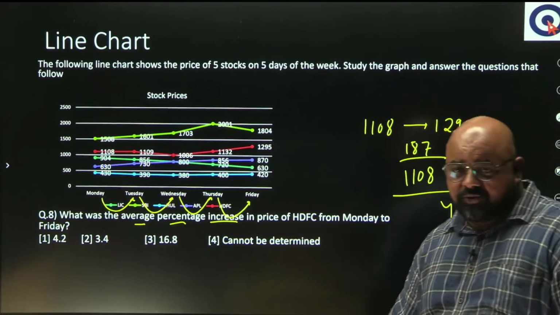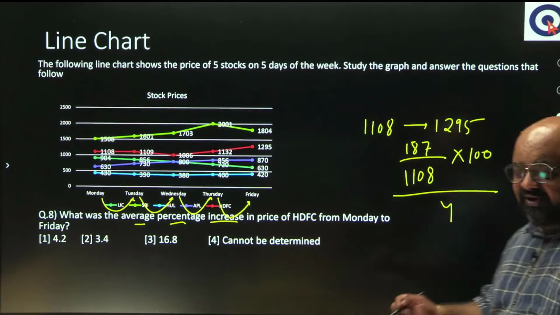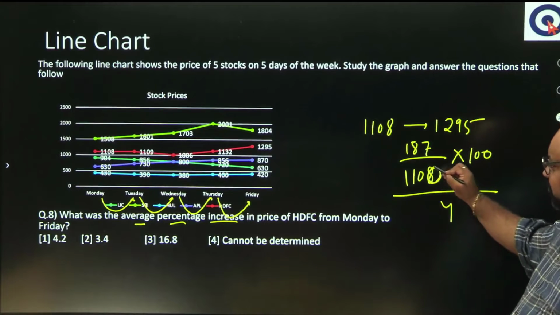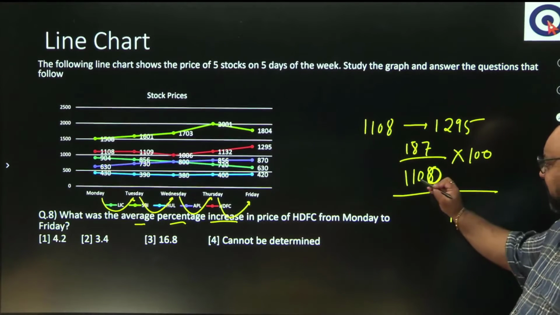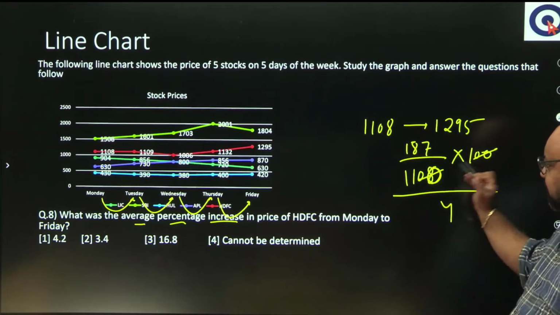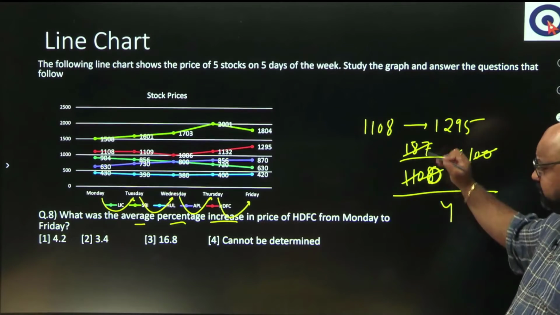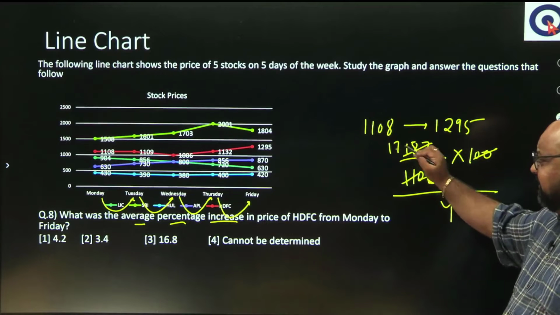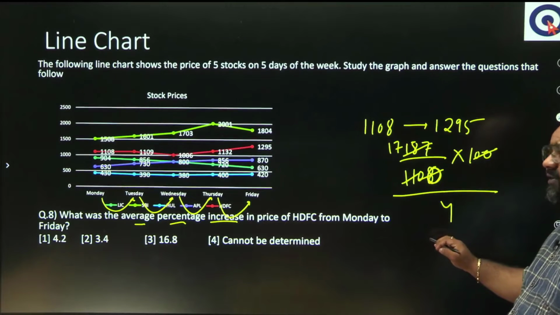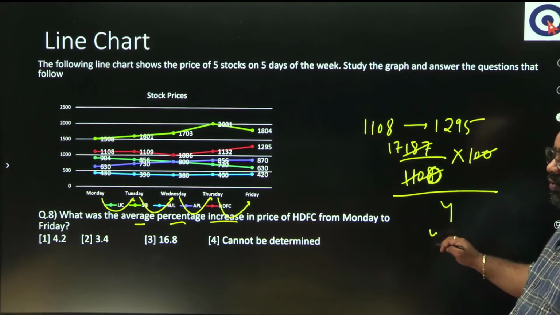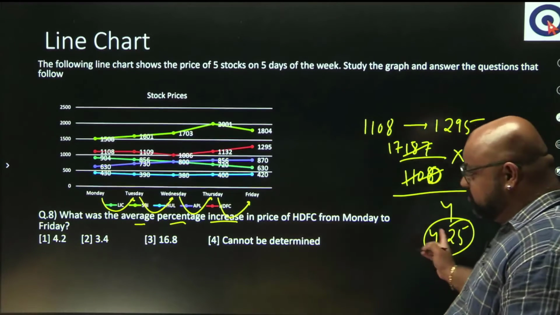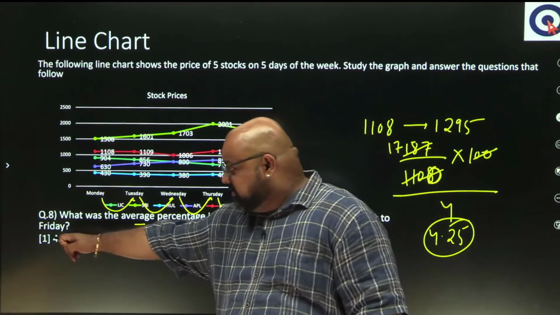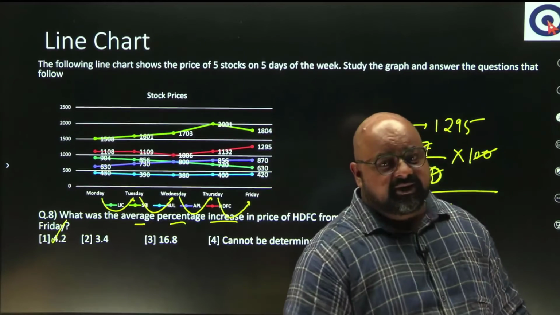Again, I am going to use a bit of approximation here. Instead of 1108, let us assume the price to be 1100. If I solve from there, the zeros get cancelled. 187 by 11 will be 17. 17 by 4 will come out to 4.25. Therefore, the value has to be very close to 4.25. The closest here is 4.2, which becomes my answer.